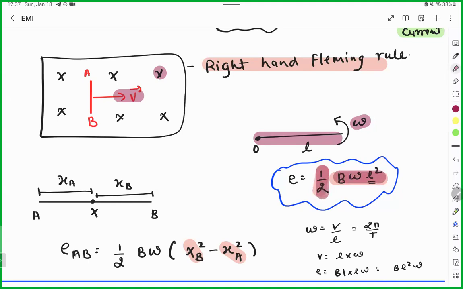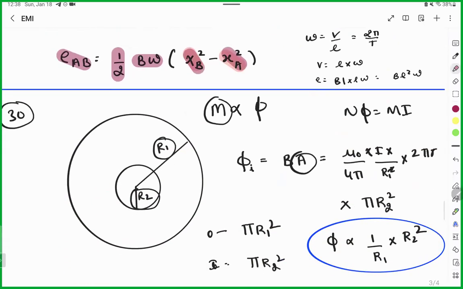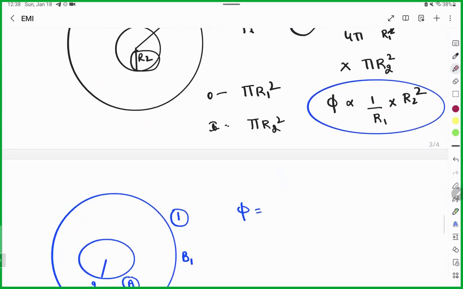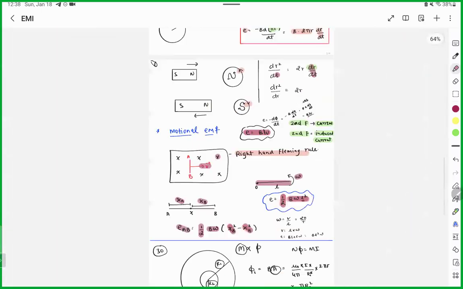Make sense? Yes, sir. In this case, if you have two ends A and B, formula will be same. If you want to calculate induced EMF between A and B, half same formula, B omega same. L is changing from 1 to 2. That's why same L square formula, but different values. That's why difference. Make sense, guys? Yes, sir. We'll discuss this in the next topic in inductance. Lenz's law, everything else is done. So this part is done.